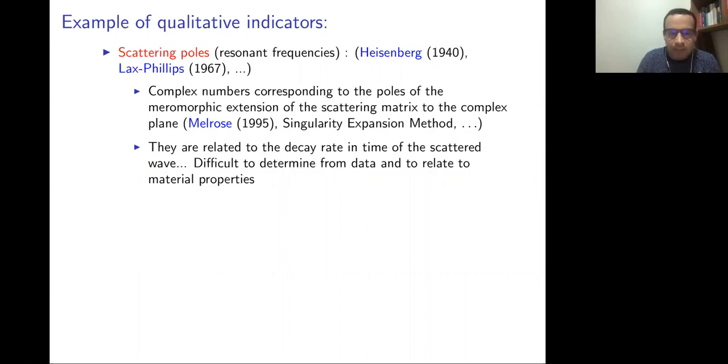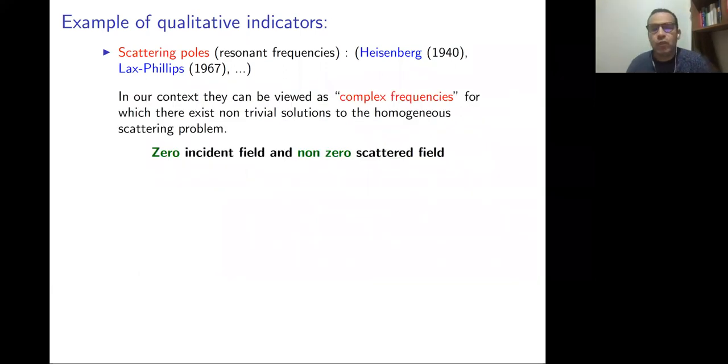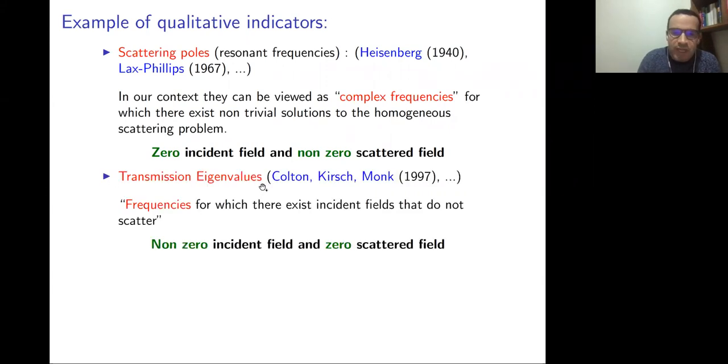Actually, what I want to discuss here is some duality between these scattering poles and the transmission eigenvalues. If we try to define these scattering poles differently, they correspond to some frequencies, complex in the sense that they have non-zero imaginary part, for which there exists a non-trivial solution even with zero incident field. If I put this into perspective with the transmission eigenvalues, these are the frequencies for which you have non-zero incident field but zero scattered field.